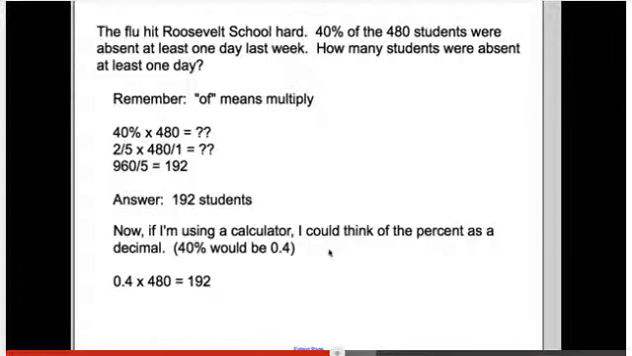Remember, any percent is per 100 or per hundredth. So 73% would be 0.73, 99% would be 0.99, 42% would be 0.42. Get the drift? So you can easily just punch in your calculator 0.4 or 0.40 times 480, push enter, and you'll get 192. Pretty slick if you're allowed to use a calculator. But you need to make sure you know how to do it both ways.